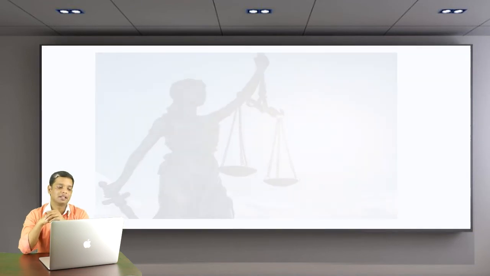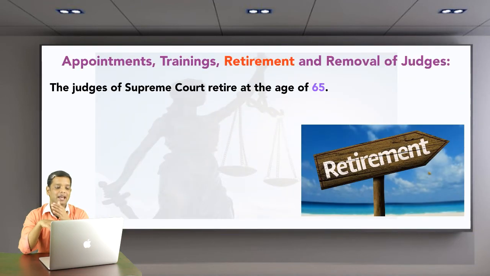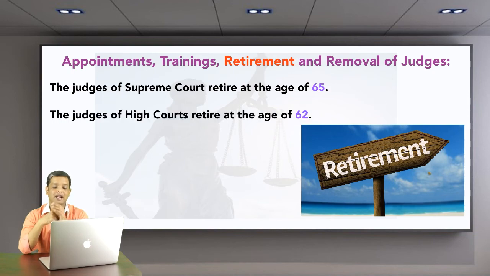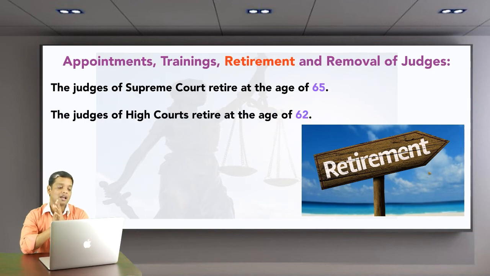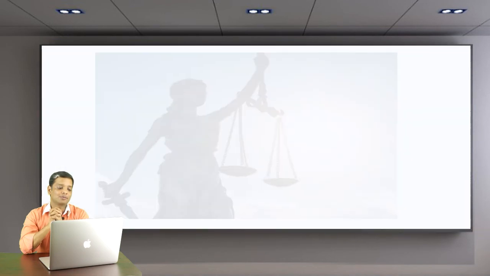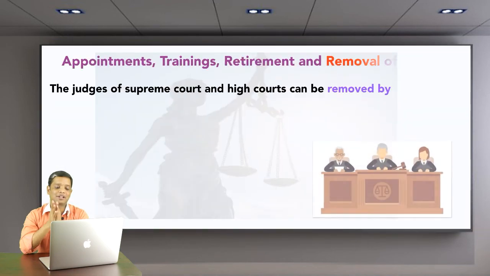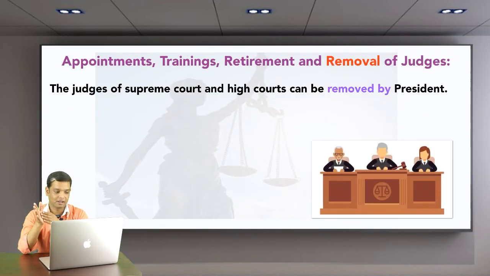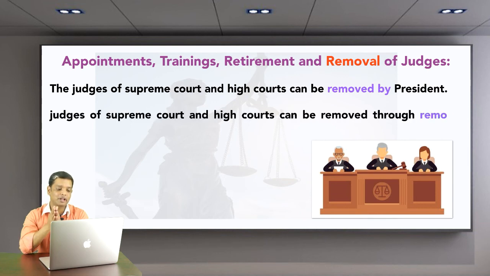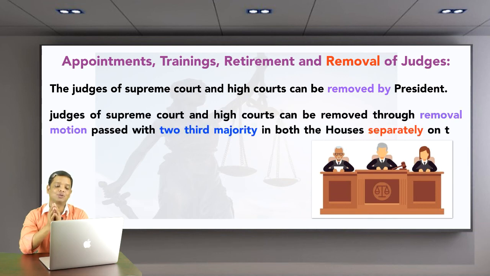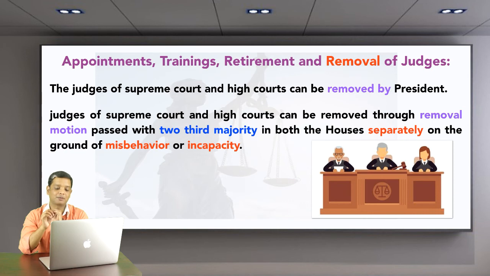Retirement. The judges of the Supreme Court retire at the age of 65. The judges of high courts retire at the age of 62. Removal. The judges of the Supreme Court and high courts can be removed by the President. They can be removed through a removal motion passed with a 2/3 majority in both the houses separately on the ground of misbehavior or incapacity.